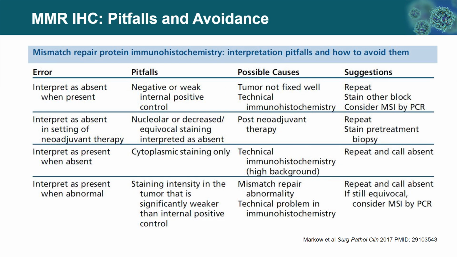For MMR immunohistochemistry testing, here's a summary of common pitfalls and strategies for avoidance. These problems can generally be resolved either with repeat testing with better fixed or pretreatment tissue samples, optimized pre-analytic and analytic conditions, and/or orthogonal testing such as MSI by PCR.